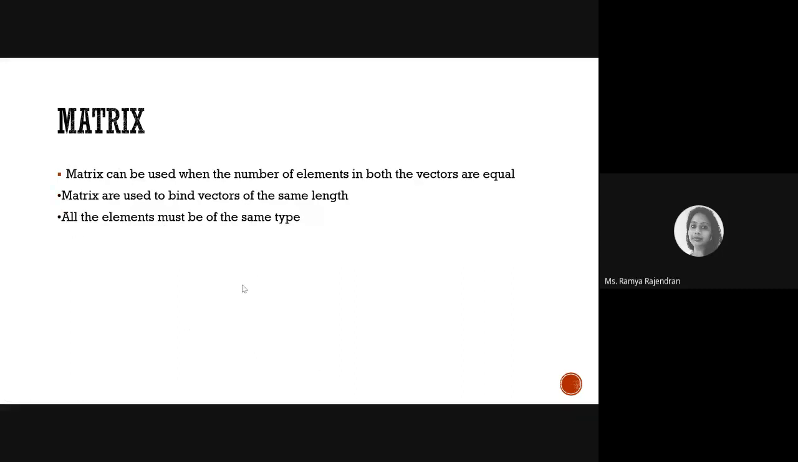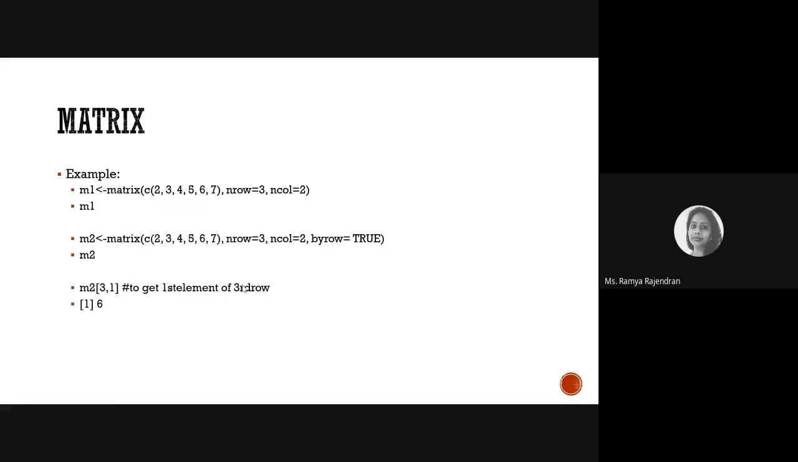This matrix can be formed by combining two or more vectors, but the number of elements in the vectors should be equal to form a matrix, whereas in a list it need not be the case. And the class of the vectors should also be numeric. Okay, we can see that in R right now.